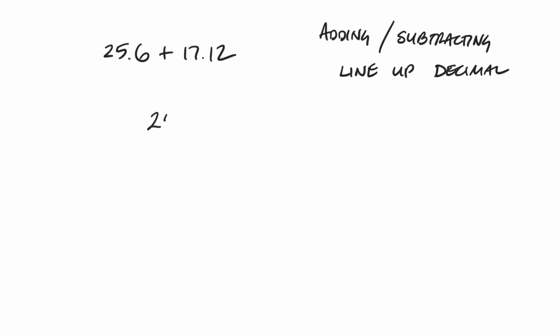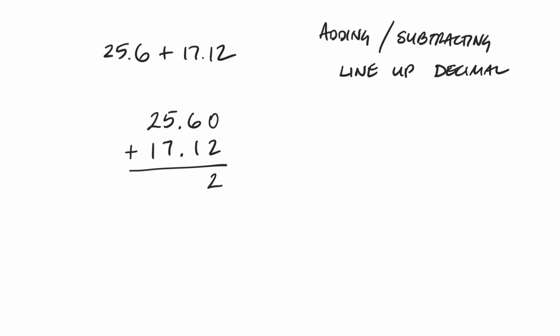We've got 25.6 plus 17.12. There's an infinite number of zeros after this 6, so if we need to put a 0 here, we can, no problem. So we've got 25.60 plus 17.12. Let's just add it up.